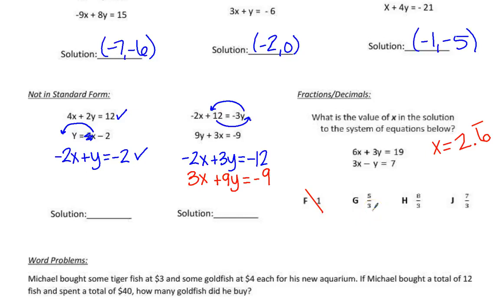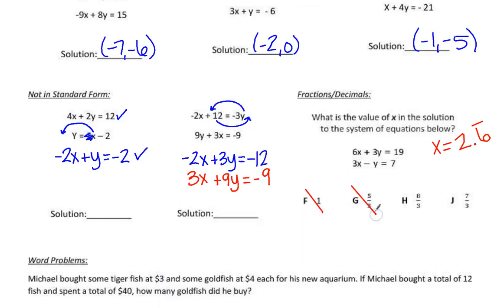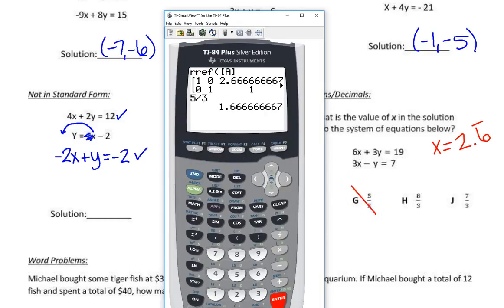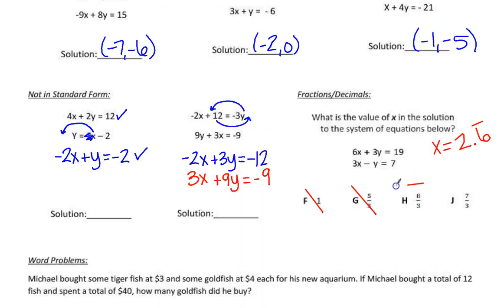So how can I figure that out? Well, just use your calculators and divide. So that's 5/3. If I do 5 divided by 3, is that 2.666 repeating? No. That one's also incorrect. Let's do 8/3. So 8 divided by 3. Is that 2.666 repeating? Yes. So then this one's correct. So when you do a matrix, it's always going to give you a decimal. And if your answers are in fractions, then you need to go ahead and just figure out which one's correct.